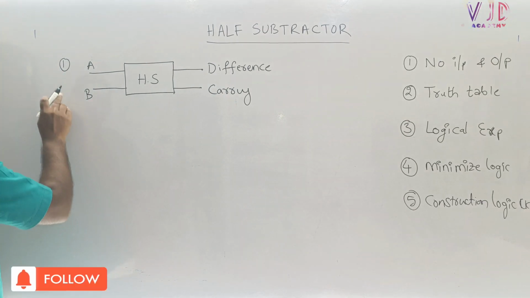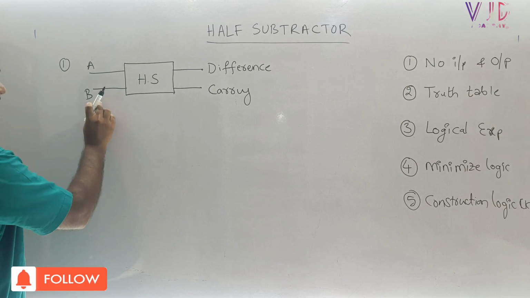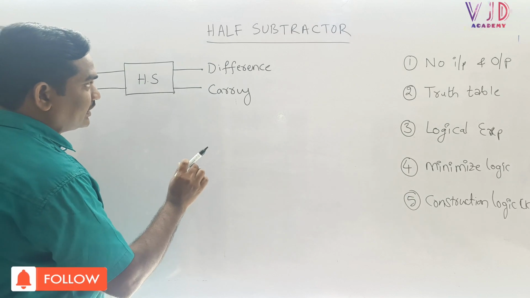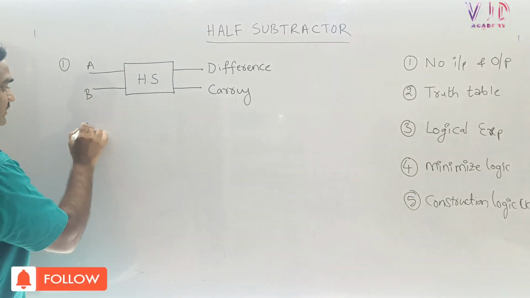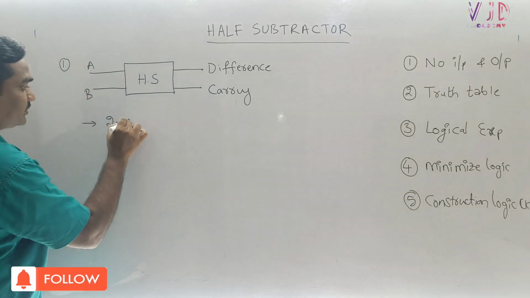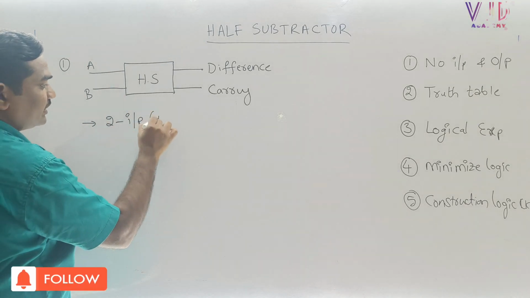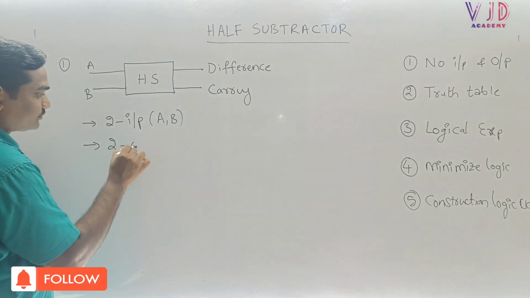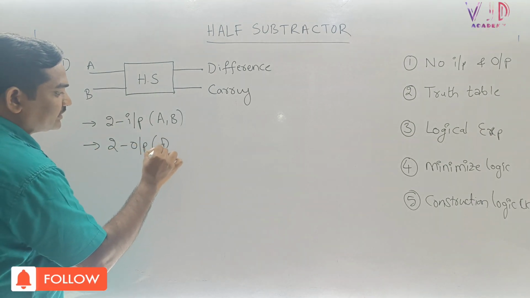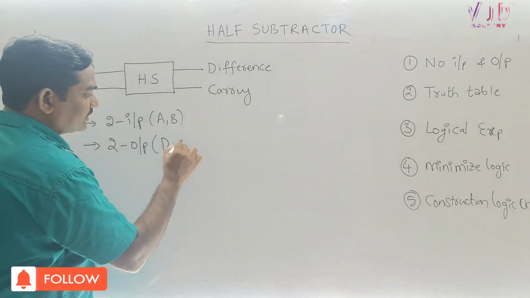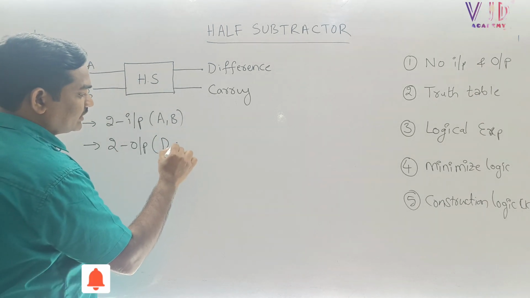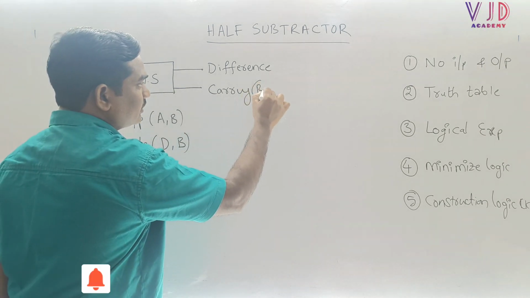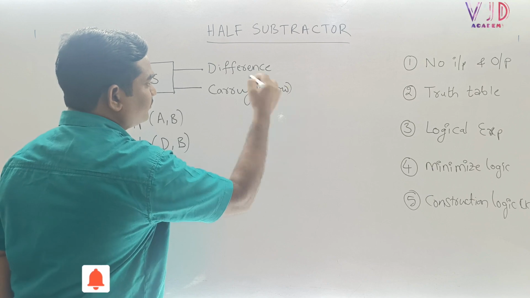Here the first point we can write as: it has 2 inputs which are A and B, and 2 outputs which are difference and carry. So I can write it as: it has 2 inputs, A comma B, and 2 outputs. The first one is difference and the second one is borrow, or we can also say carry.